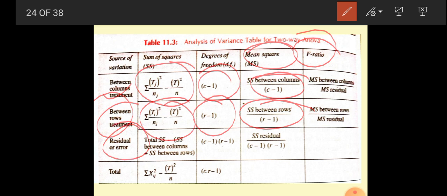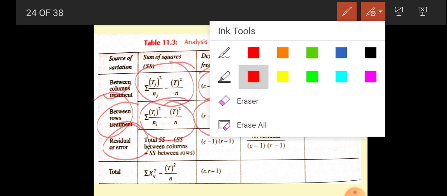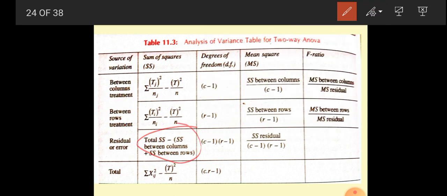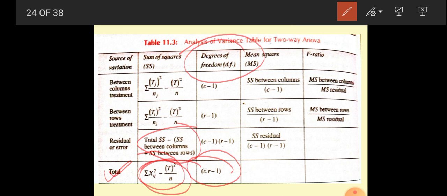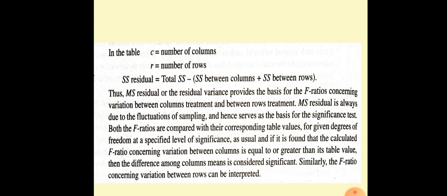For residual or error variance, we have already seen that the formula is: total SS minus SS between columns plus SS between rows, with degree of freedom C minus 1 into R minus 1. SS residual by C minus 1 into R minus 1. So what is total? This is the formula for total, and the degree of freedom for total is C into R minus 1.